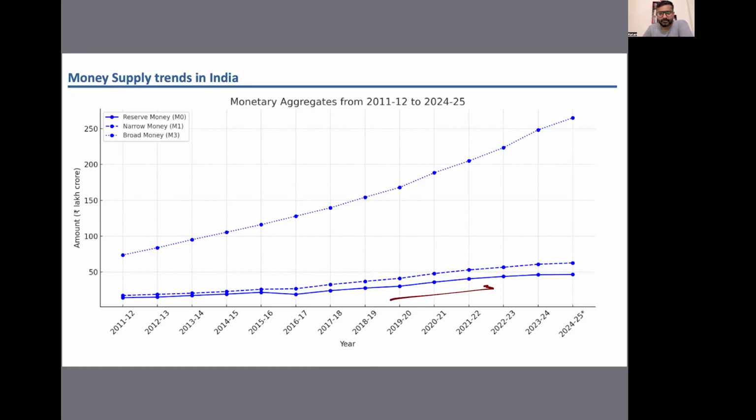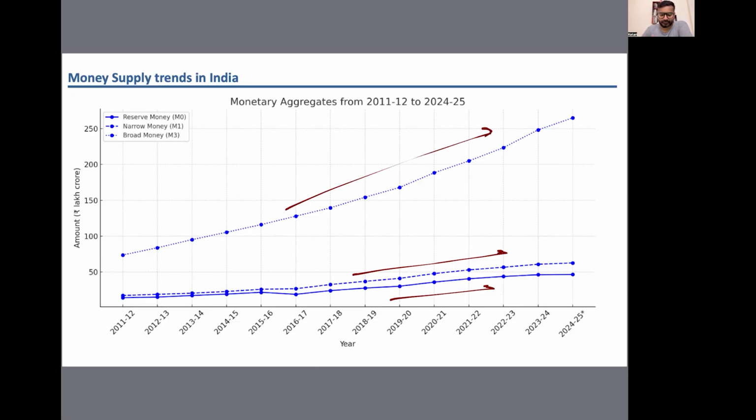At the same time, the narrow money, which also includes, apart from cash in circulation, the demand deposits in the banks, so its value is going to be slightly higher than the reserve money. So the narrow money has been growing. And then the broad money, which includes both the demand deposits as well as time deposits in the banks along with cash in circulation, so its value is much higher than narrow money. And this has also been growing.